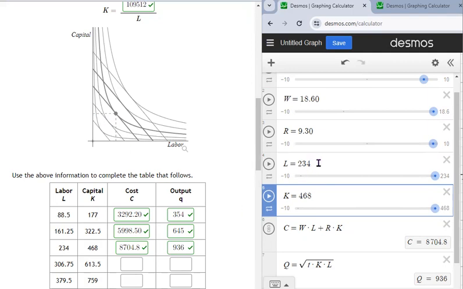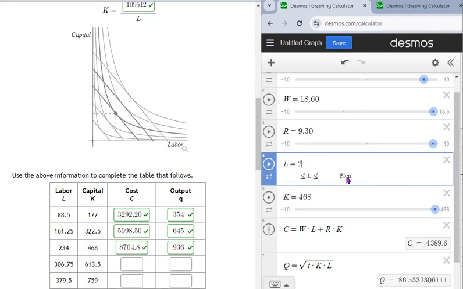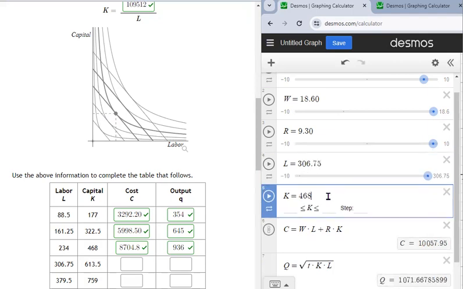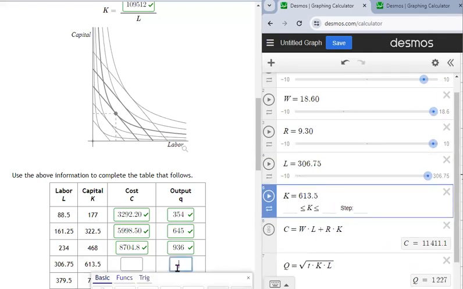Right. Now let's change labor to 306.75 units, and capital at 613.5 units. When we have this capital labor ratio, we can produce 1,227 units of output at a cost of $11,411.10.